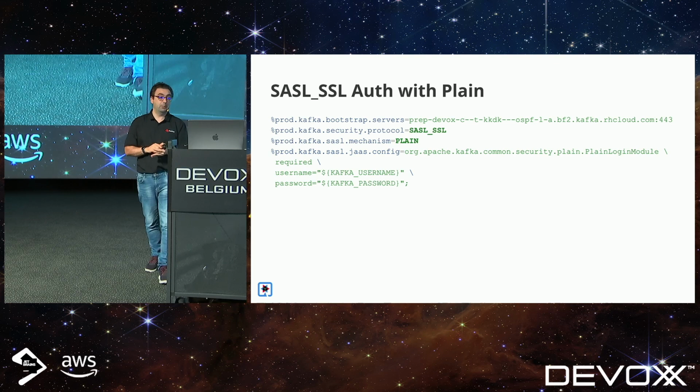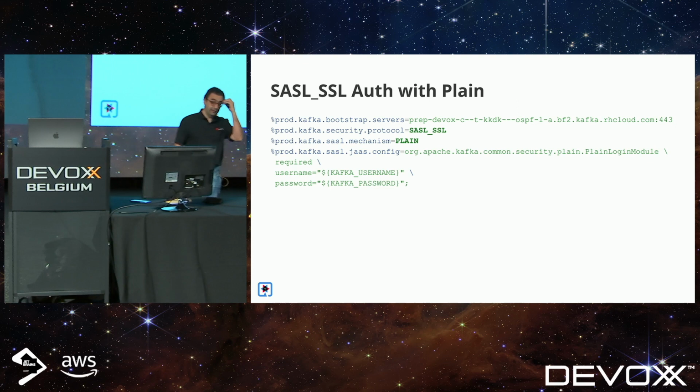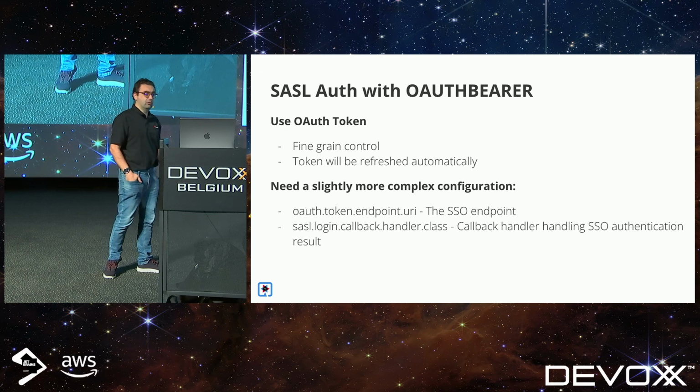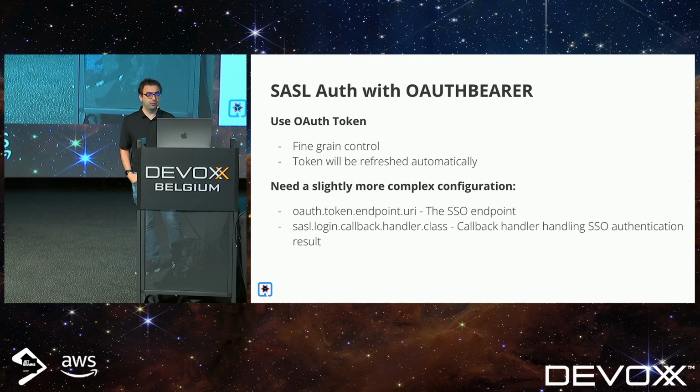Okay? Relatively simple. However, if that account gets revoked or something like that, until the connection is shut down and the application restarts, it will still have access to your Kafka, which might not be what you want. So there is another way of doing this, which is the OAuth bearer, which is not supported by default in Kafka. You need a specific class to do that, but it's what we recommend.